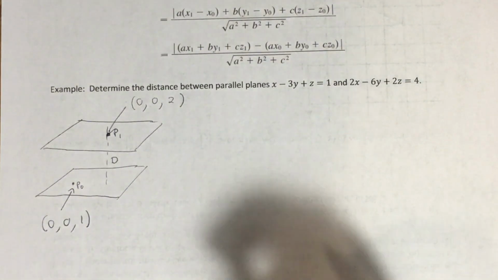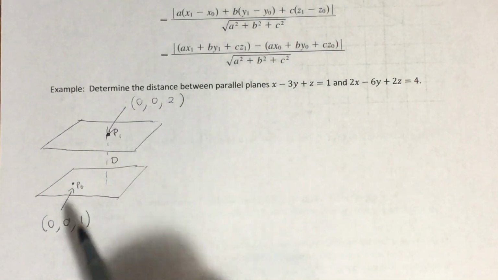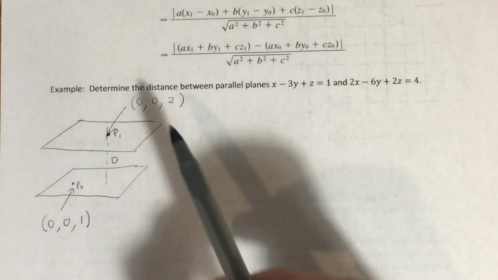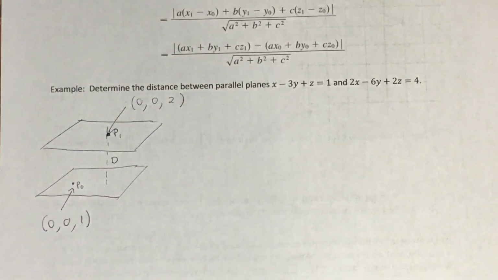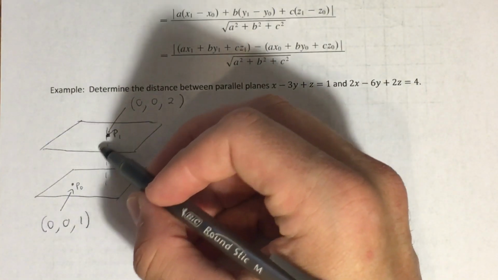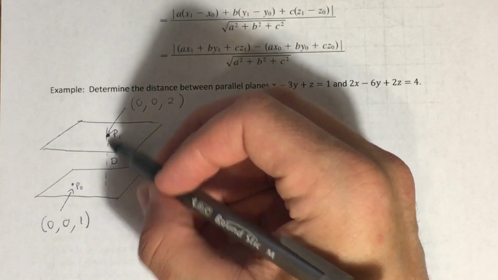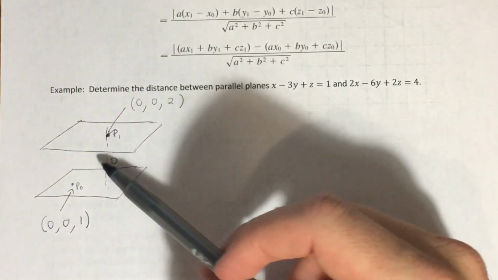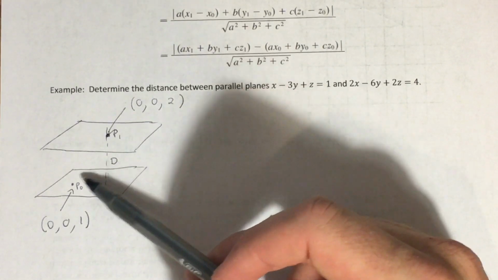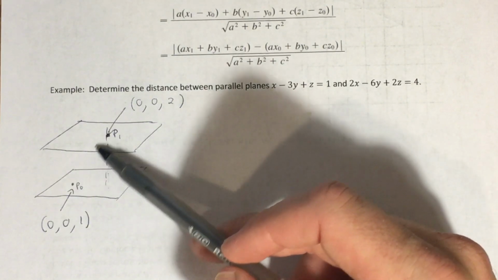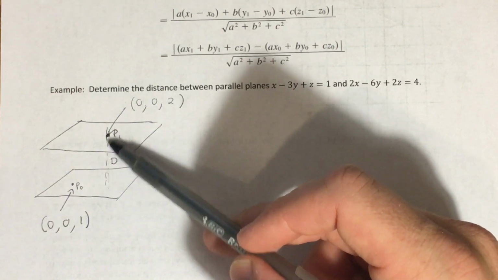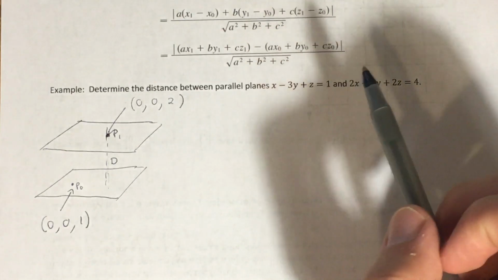Now, I'll tell you right now, it's tempting to look at this and say, oh, well, the distance between these 2 points is clearly just 1. They both live on the z-axis, and they're 1 unit away from each other. But that doesn't mean that that's the distance between the planes, right? That tells me this distance right here, not this distance. So if anything, I should be able to determine that the true distance between these planes is less than 1. Because if this distance is 1, then the true distance should be shorter than that, right? Let's see if that checks out.